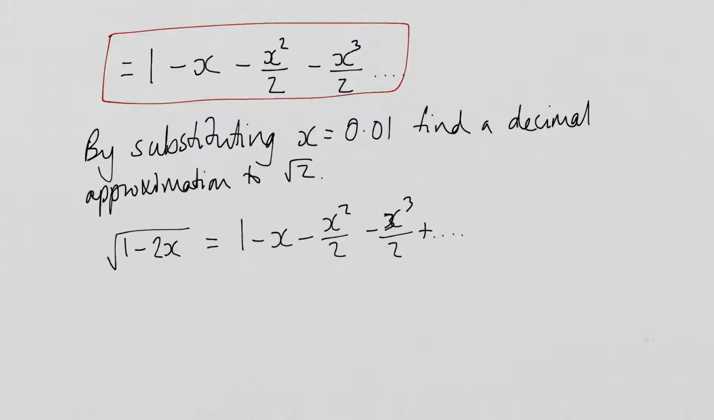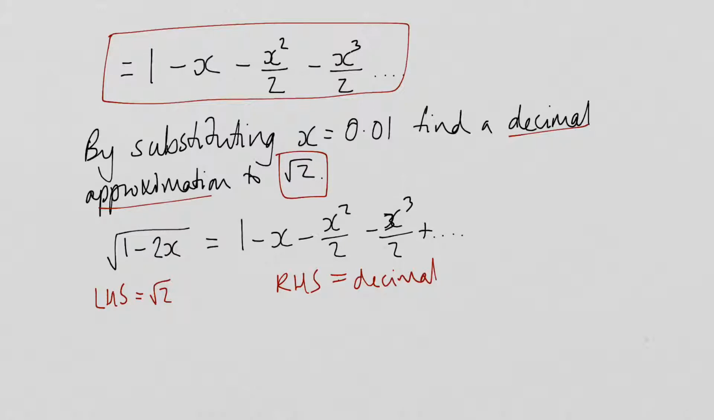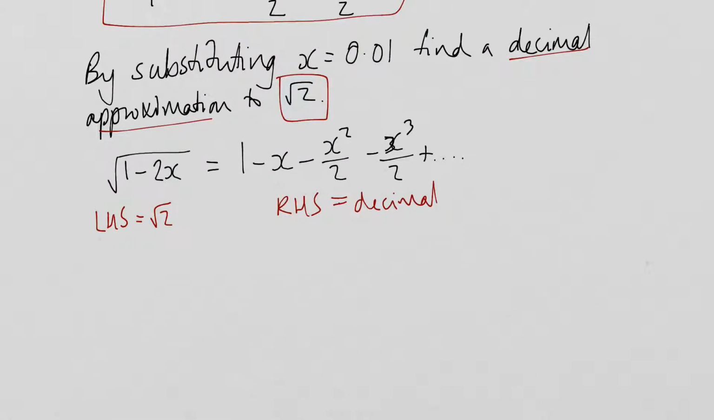Now, it's asking us to find the approximation to the square root of 2. What you are going to want to achieve at some point is that your left-hand side reads as the square root of 2, and then whatever you get on your right-hand side will hopefully be what they're asking for here, a decimal value. Okay? So bearing that in mind, we are going to substitute in this 0.01 to both of those, and the aim is to get that left-hand side to be equivalent to the square root of 2 at some point, if we can manipulate it in such a way.